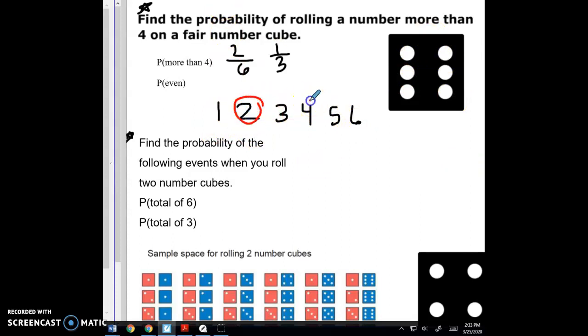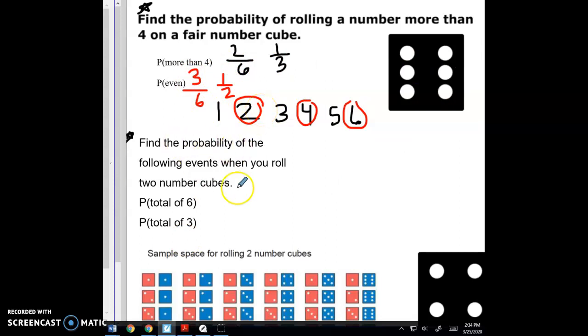2 is even, 4, and 6. That's 1, 2, 3 numbers I circled. So 3 out of 6, or half the numbers, are even. So my probability would be 3 out of 6, or half, or 50%.